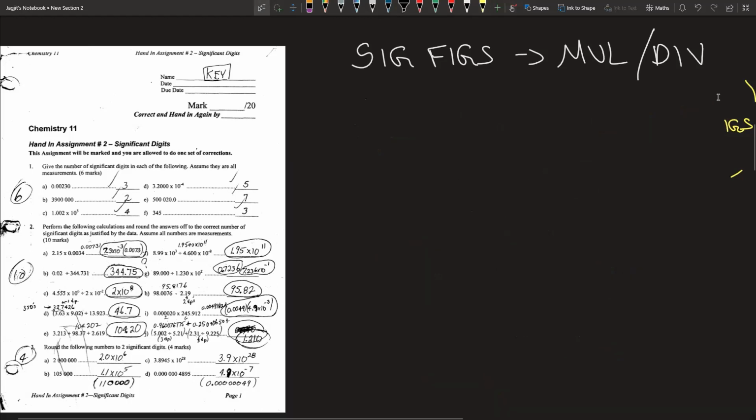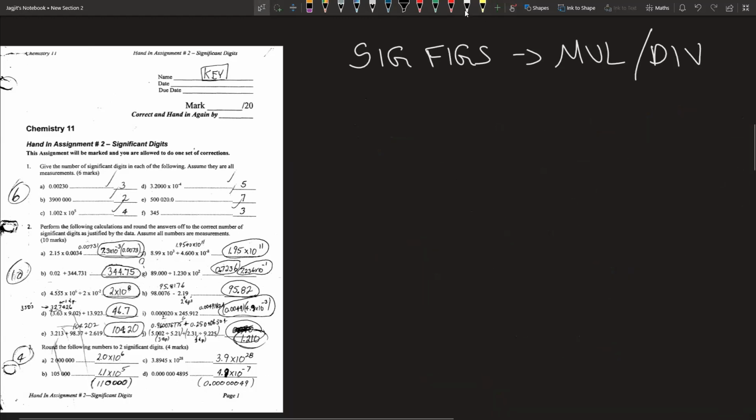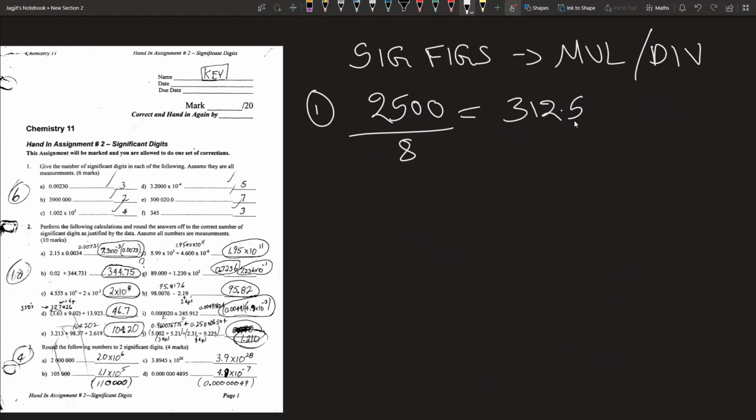We're going to do more examples. Okay? So same for division, guys. If I give you 2500 divided by 8, punch it in your calculator. Tell me what your answer is. 2500 divided by 8 gives you how much? 312.5. How many sig figs are there in 2500? The zeros don't count. Exactly. How many sig figs are there in 8? 1. So my answer should have how many sig figs? 1.